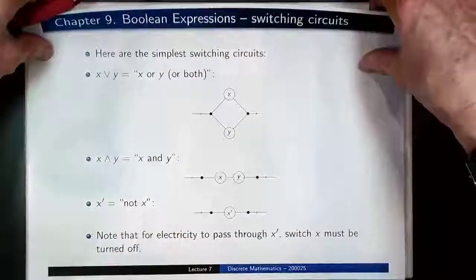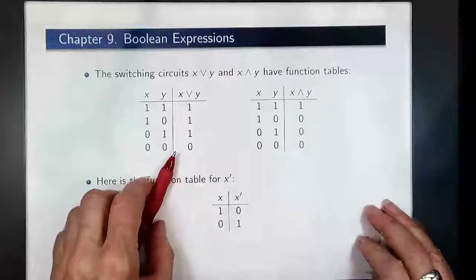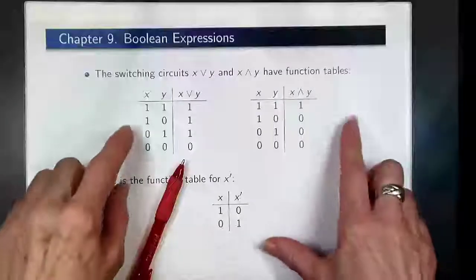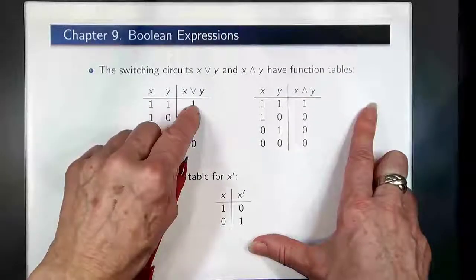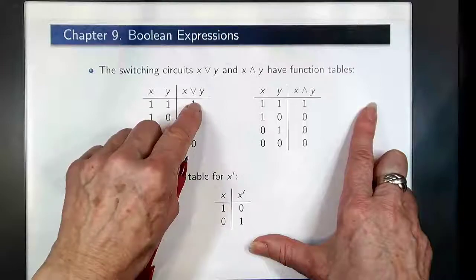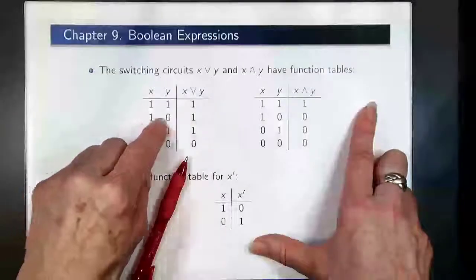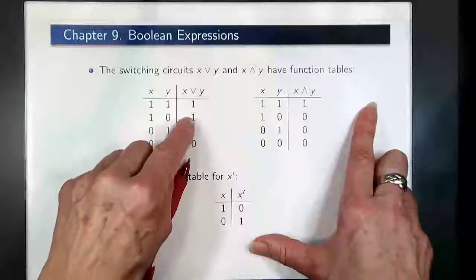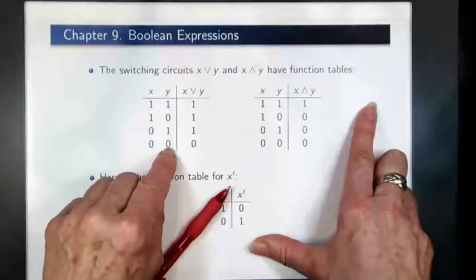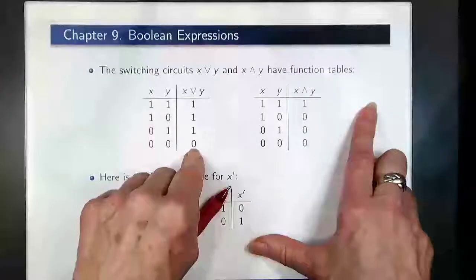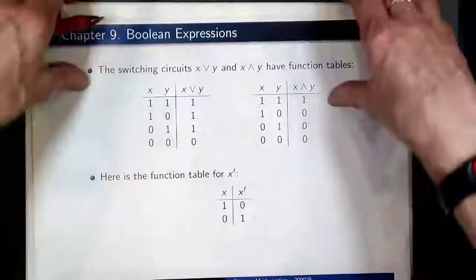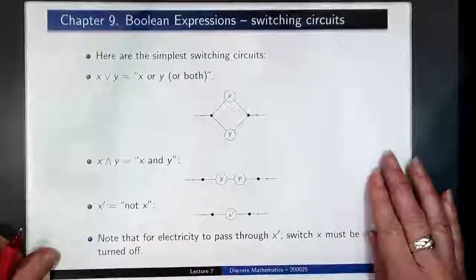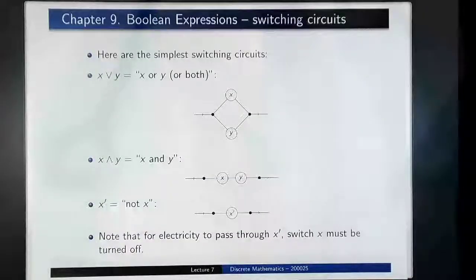Now I'll just flip over to the next slide for a moment, because that's captured here in this table, where if we've got both X and Y on, X or Y is 1, current flows. If we've got one of them on and the other off, we still get current flowing. But if we've got neither of them, then no, nothing happens. That's or. Okay, and that's represented by that circuit. So that's one of the three Boolean operations.